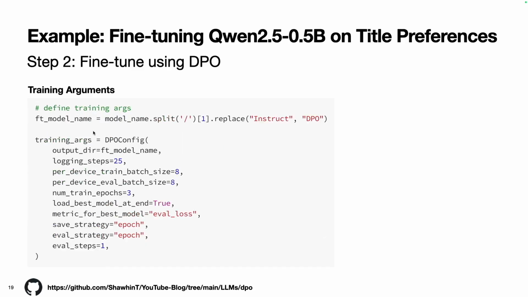First, I'll define some training arguments. Here, I'm just creating a name for the fine-tuned model. So all I'm doing is taking the original model name and replacing instruct with DPO. So that'll call the model Qwen2.5-0.5B-DPO. And then I have various training arguments here. The key ones are I use a batch size of 8. I train for 3 epochs. I load the best model at the end. And the metric used to evaluate what model is best is the evaluation loss. So this will be the loss from the validation dataset. And then I'll save a checkpoint of the model at every epoch, and I'll print evaluation metrics every epoch.